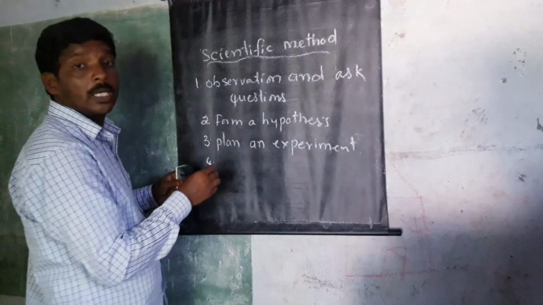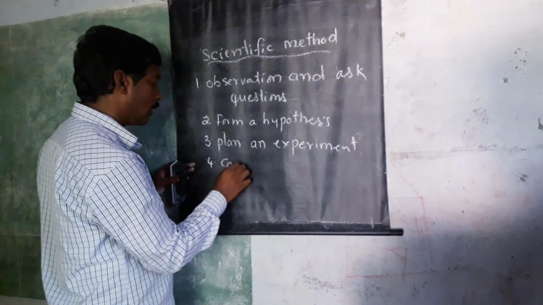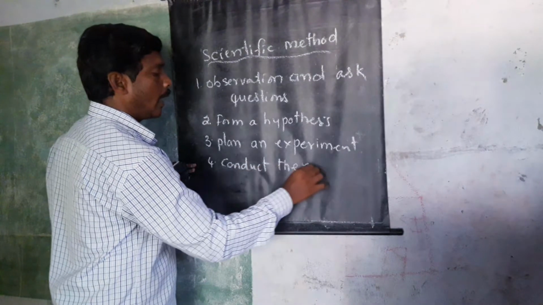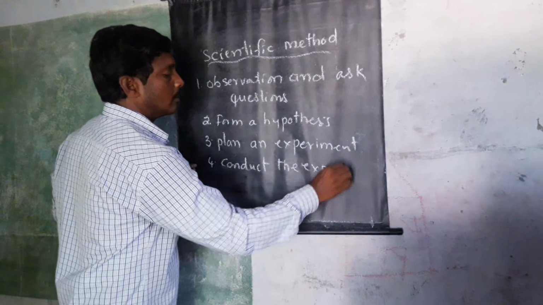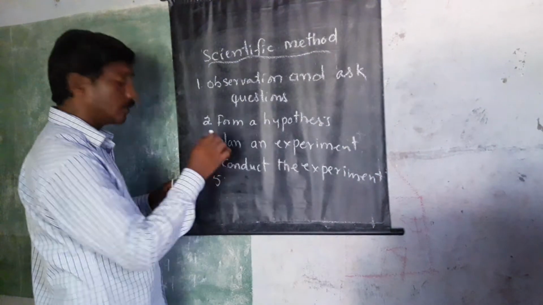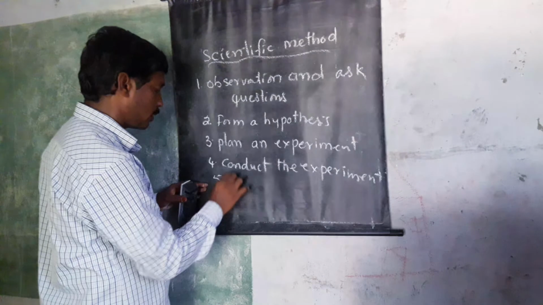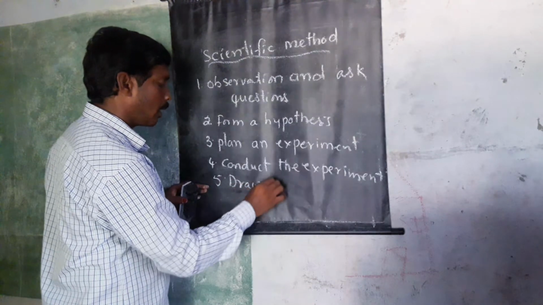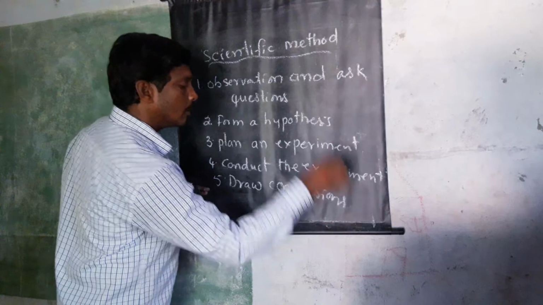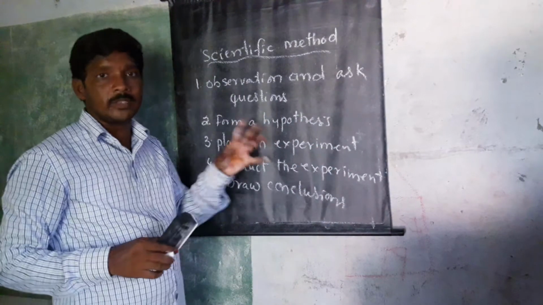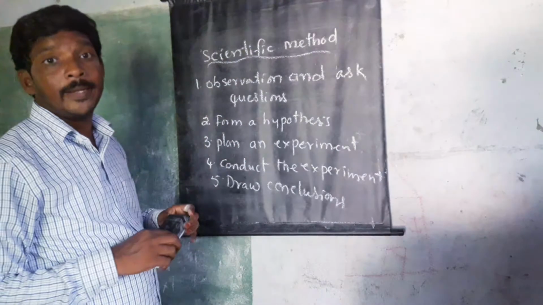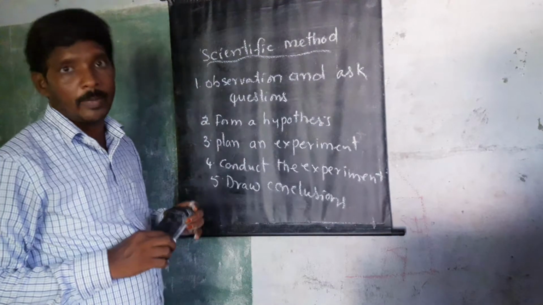Fourth one is conduct the experiment. Fifth one is draw conclusions. These are the 5 steps in this method. Who followed the method? Scientists followed the method.